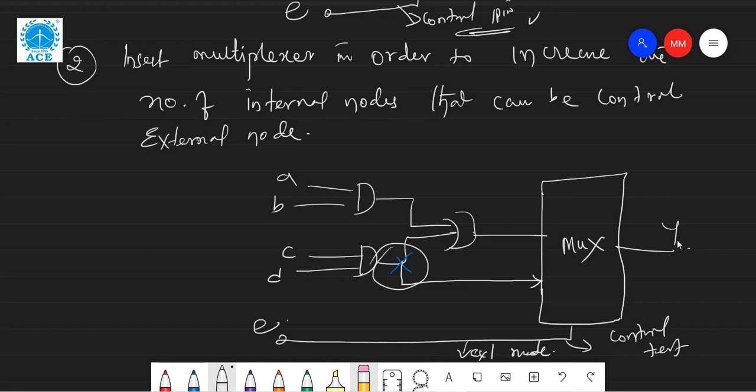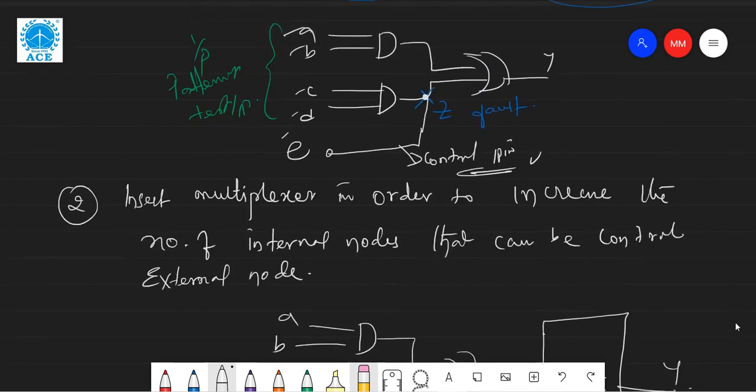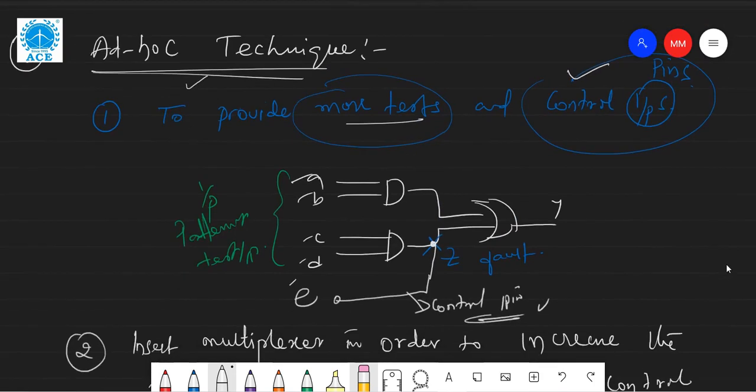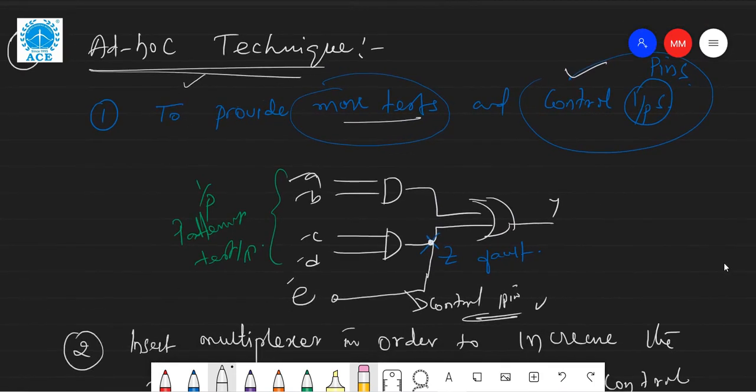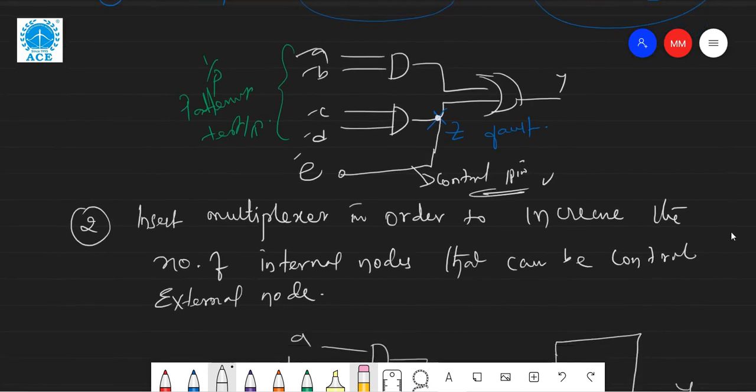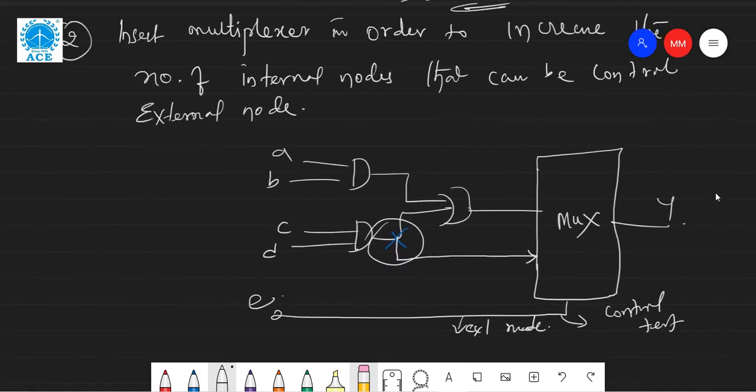So in the ad hoc technique, we are using two points. One is to provide more tests, meaning input tests and control pins. The other is to insert muxes, and we need to add external control pins here also, to control the input test pattern to get the proper output and overcome the faults. Next come the different types of faults.